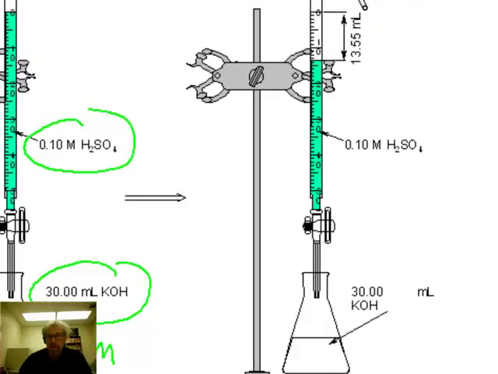Looking at the equivalence point situation, 13.55 milliliters of H2SO4 have been added to our flask. At the equivalence point, the KOH has just been used up, and I haven't added any additional H2SO4. So I can use stoichiometry to figure out how many moles of KOH were in the flask, and then I can get the volume involved to find molarity.